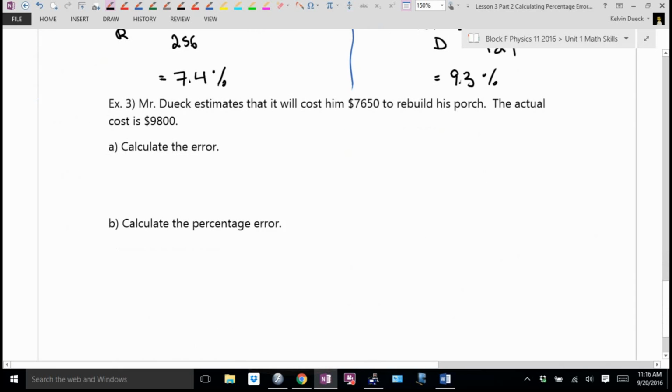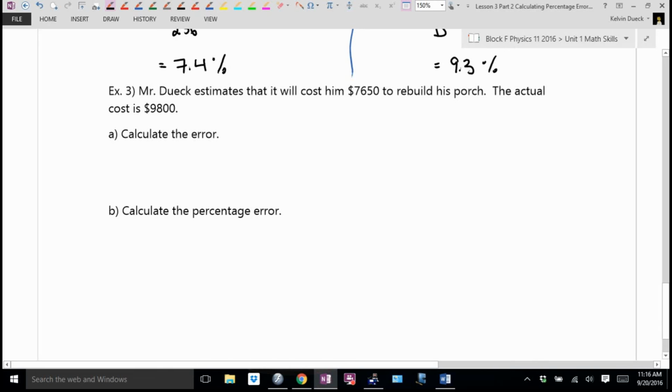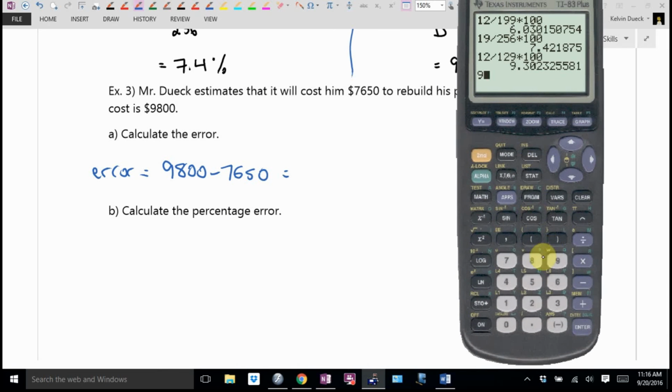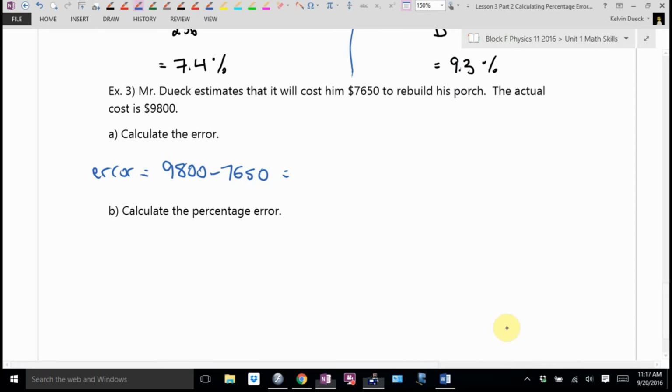One more. Mr. Dewick estimates that it will cost him $7,650 to rebuild his porch. The actual cost is $9,800. Mr. Dewick was off. Thankfully, this is not a true story. Calculate the error. Well, the error is going to be the bigger number minus the smaller number. $2,150. I was out by $2,150.